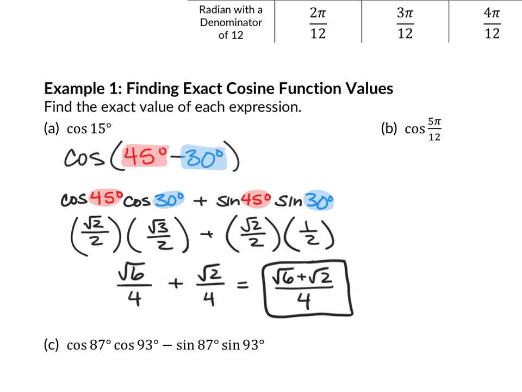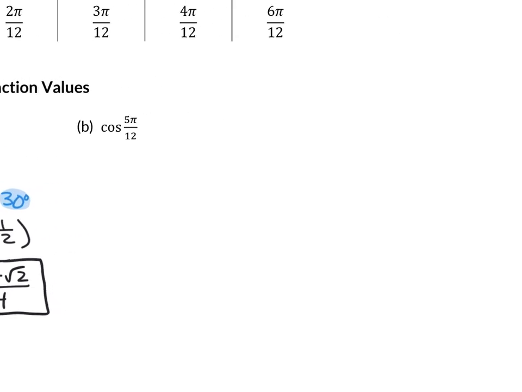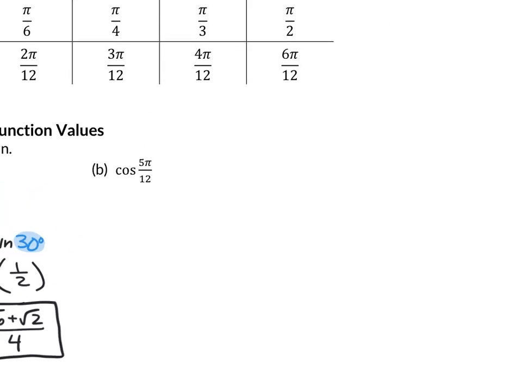Now we're going to do the same thing in number B, but if you notice, number B is written in radians. And it has a denominator of 12, which is where this table is going to come in handy. Is there some way I can use these values from the table to make 5 pi over 12?